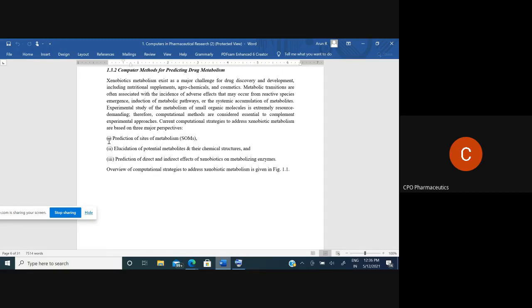First we can get whether it will metabolize or not. Next we get who is metabolizing. Third, we get information after metabolizing: what kind of structure we can predict, and whether that structure is potent or not. That also we are able to get as information.